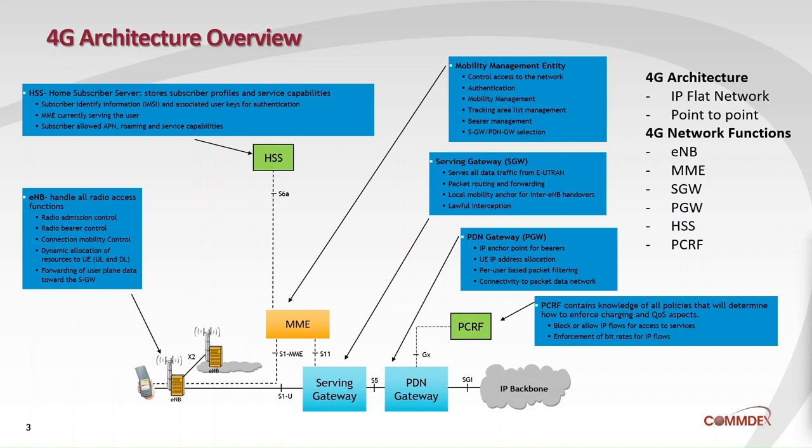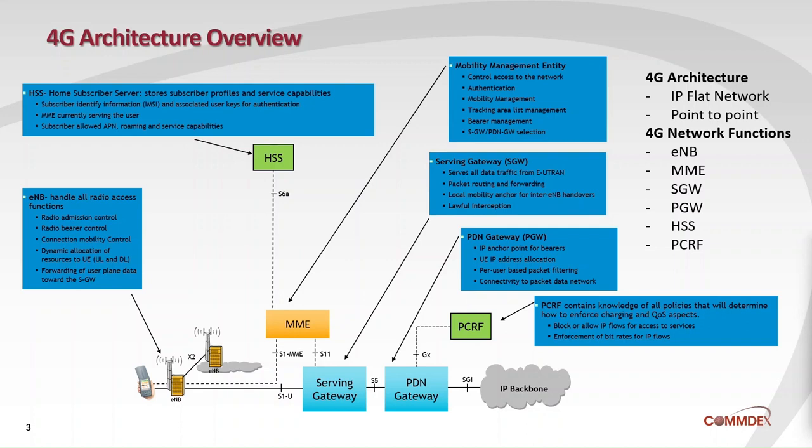The PDN gateway, or P gateway, is the IP anchor point for all bearers. It is the entity that allocates the IP address to the UE. It provides per user based packet filtering, and it provides connectivity to the packet data network.